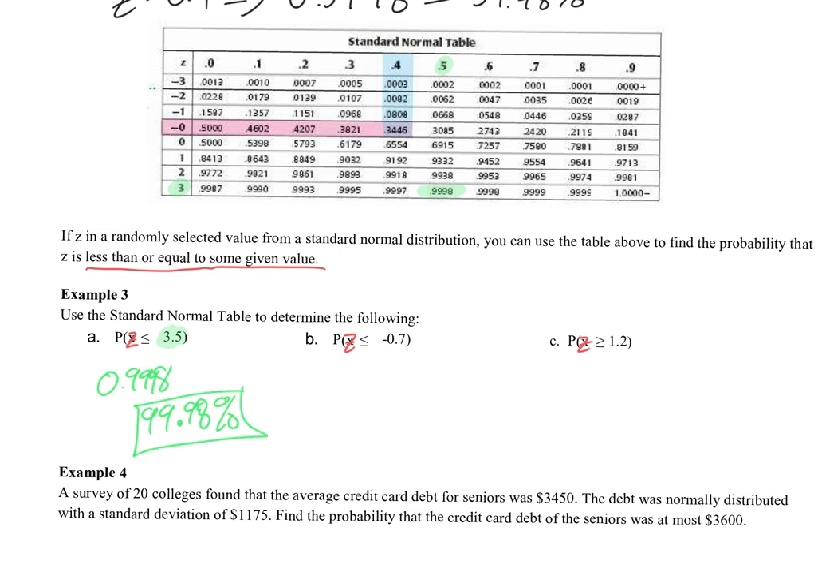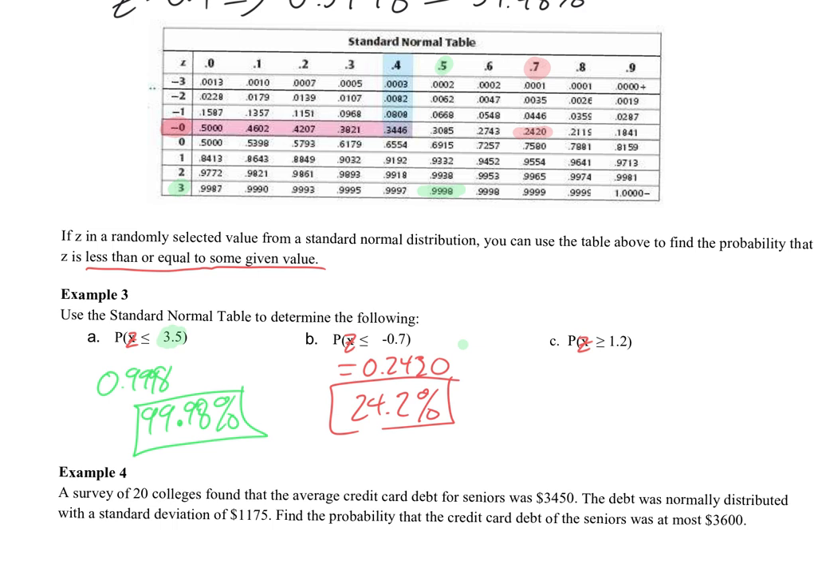All right, now what if it's less than or equal to negative 0.7? I think you guys can figure this out. In fact, I want you to just pause the video and try example 3 part B on your own right now. Okay, so you should have found the negative 0 here, the 0.7 here, and you got 0.2420. So that's a 24.2% chance. So what are we saying? We're saying the probability that the z-score is less than or equal to negative 0.7 is 24.2%.